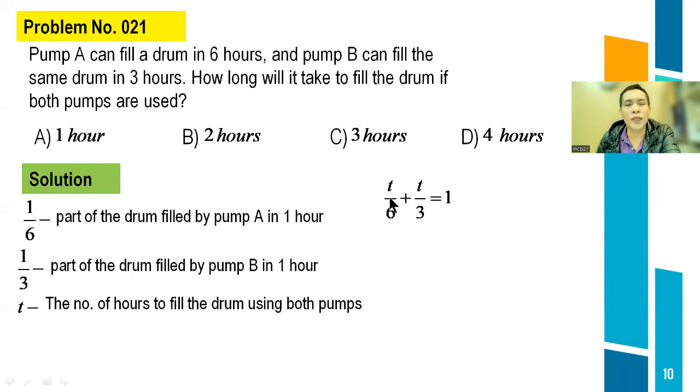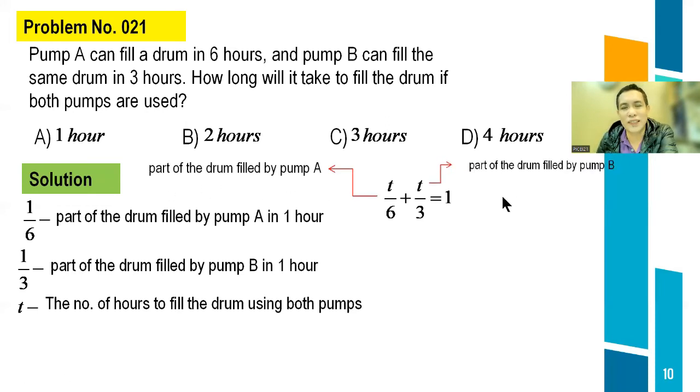1/6 of T, or T over 6, is the same. 1/3 of T, or T over 3, is the same. Is equal to 1. By the way, this is the part of the drum filled by pump A. This one is pump B. And this is the equation.